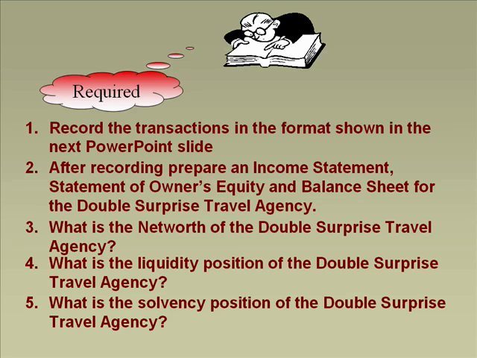Then, tell me the solvency position of the travel agency. Solvency means ability to survive in the long term. I'd like you to print this question out, please. So, in front of you, you should have all the transactions, which is the problem, and the questions. Then we're going to do this as a team.